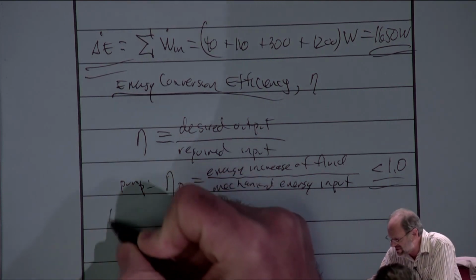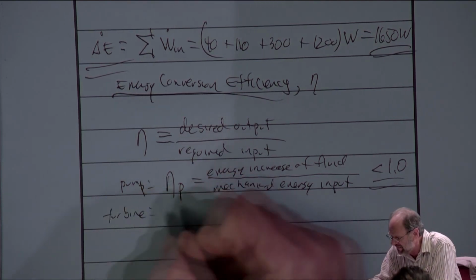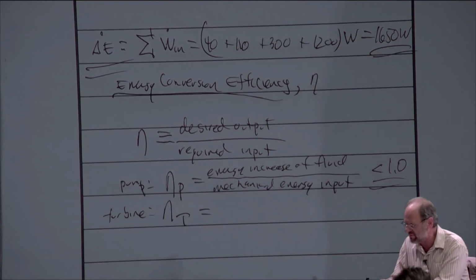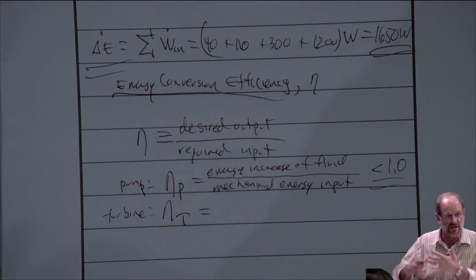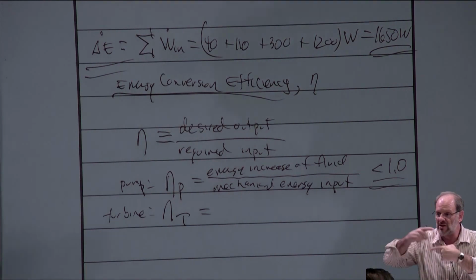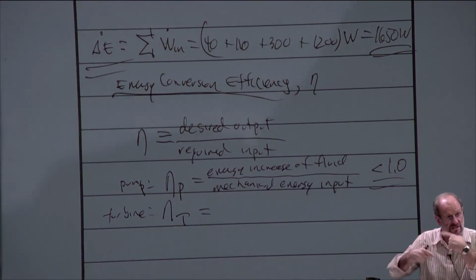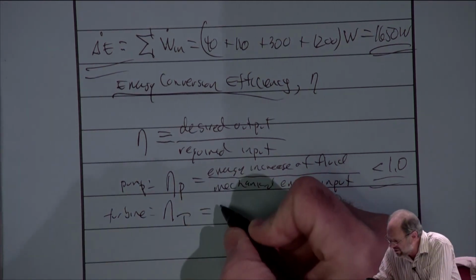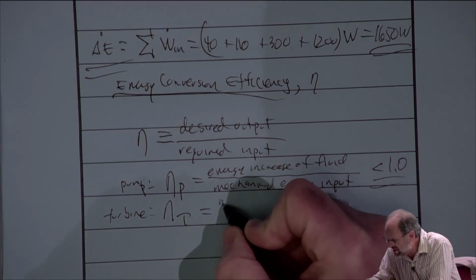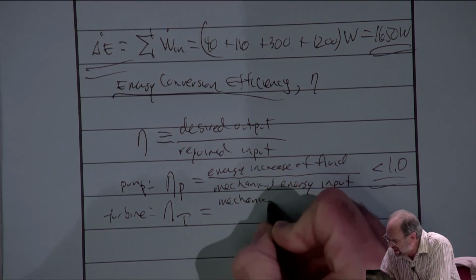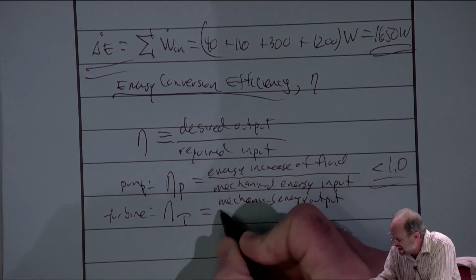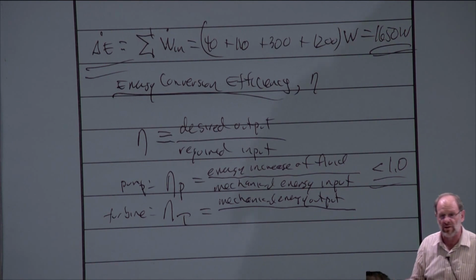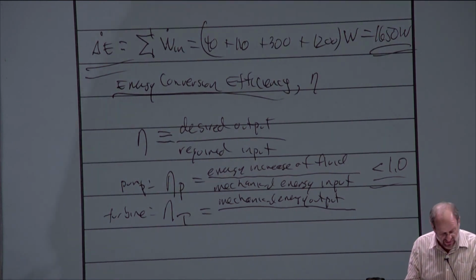What about a turbine, just as another example to get you thinking? So first of all, we use the subscript T for a turbine. So what is your desired output from a turbine? Well, it's some sort of mechanical energy output. It's rotation on the shaft of that turbine because that's spinning an electric generator. So basically, it's mechanical energy output, that is our desired output. That's the rotation on the shaft of that electric generator.